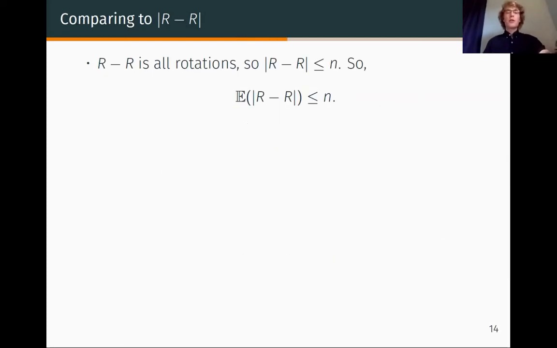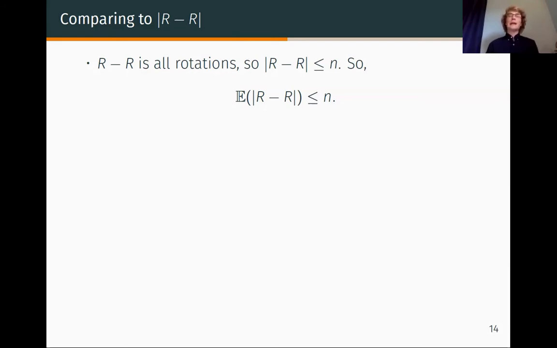Now that we know the expected contribution from R plus R and negative R plus F to S plus S, which is the sum set of our original set, we want to figure out what the expected contribution to the difference set is by R minus R. We know that it's at most n because every element of R minus R is a rotation element.